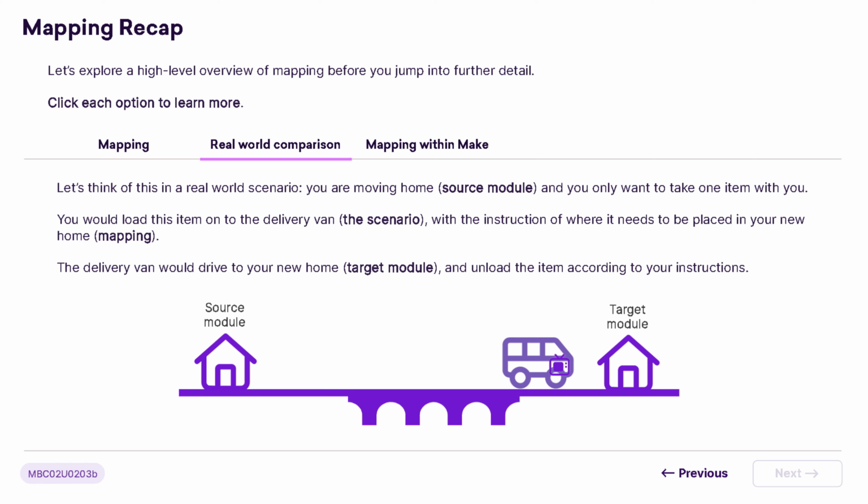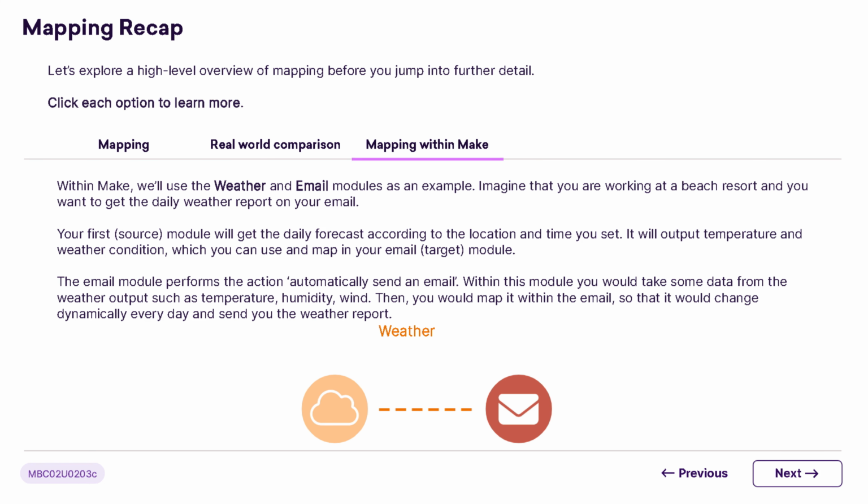Mapping in a technical setting involves transferring data or information from one system to another, ensuring it arrives accurately and is ready to be utilized. This analogy highlights the importance of clear instructions and smooth transitions, making sure everything gets to where it needs to be seamlessly. Imagine you are at a beach resort, eager to receive daily weather updates. Within a platform like Make, you can achieve this easily by connecting two modules, weather and email.